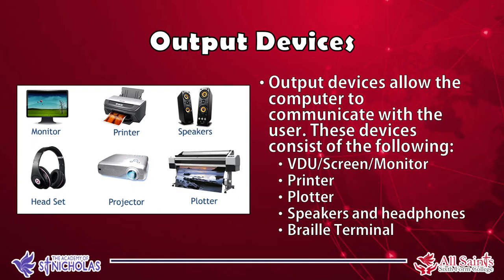The next one is output devices. These consist of how the computer can interact with you. So when you click on play music, for instance, the speakers will kick out the sound. So these are the output devices. And as you can see there, you've got monitors, printers, big plotters, speakers and headphones, and you've also got a braille terminal as well.